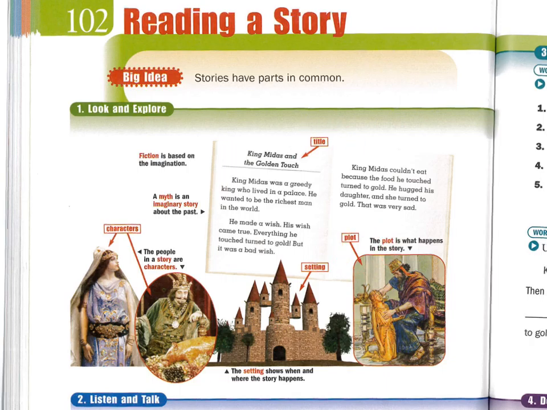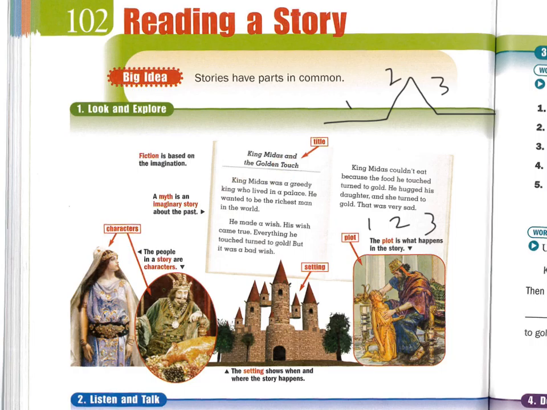And a plot is what happens first, what happens in the middle, what happens in the end. And we usually show it as a plot map. The beginning, the middle, the end. So here we see the story, King Midas and the Golden Touch.